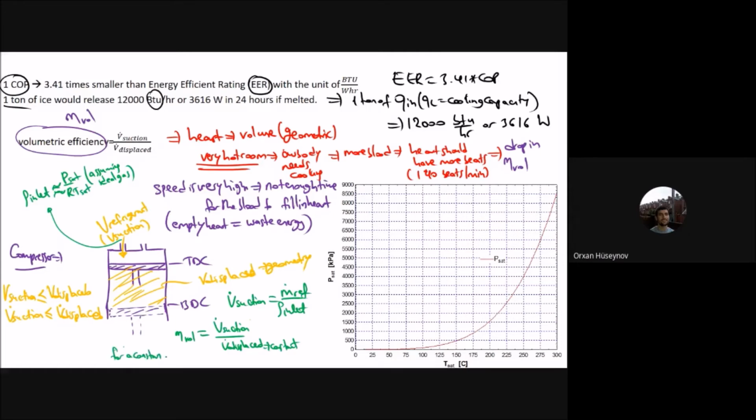constant m dot of the refrigerant. If you have a constant m dot of the refrigerant, it means that if the rho inlet increases, this one will drop and the efficiency will drop. So rho inlet increases, then suction flow rate drops, okay, and then volumetric efficiency drops.